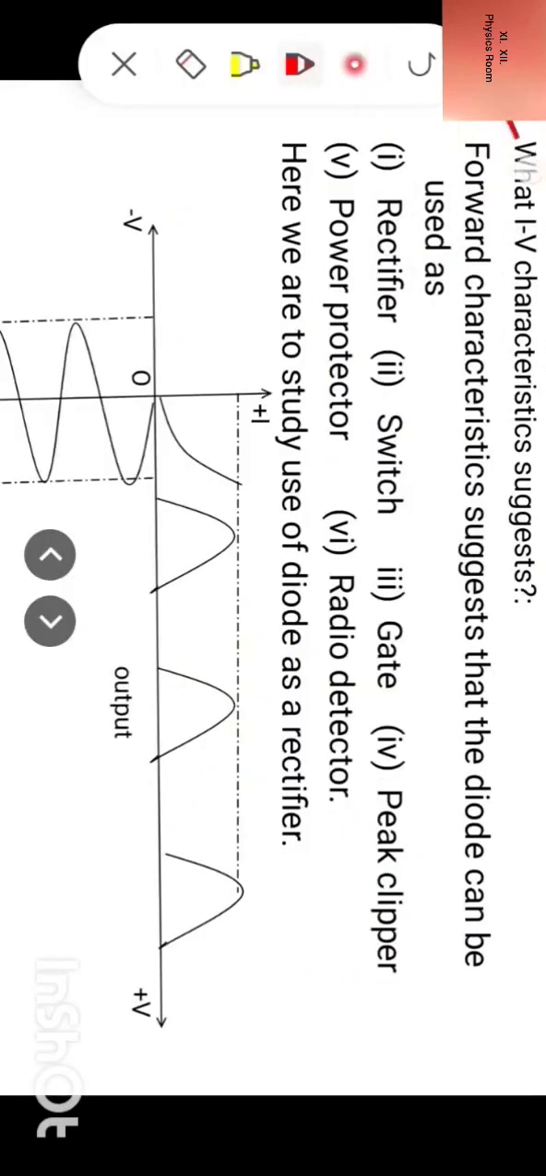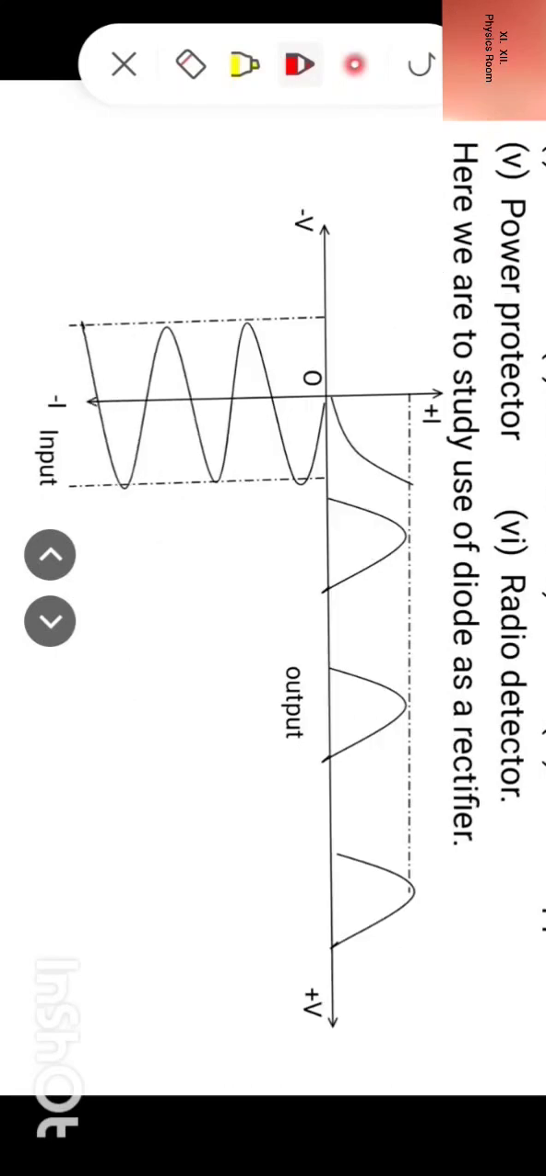Now what do IV characteristics suggest? Now look at forward characteristics of the diode. This is forward bias and this is forward current, and characteristics is as shown. Now here we apply AC input and this side we get output. Now we see that only positive halves are available at the output and negative halves are absent in the output.